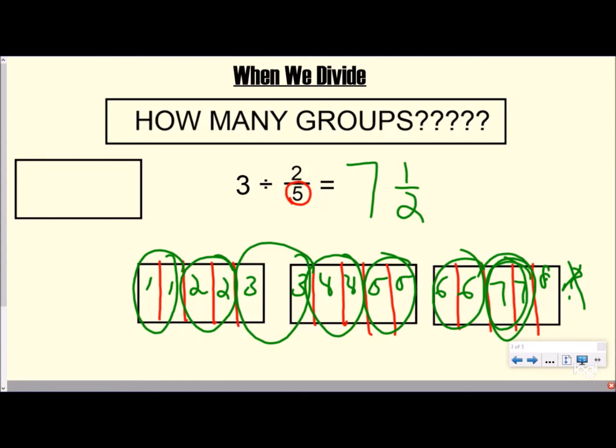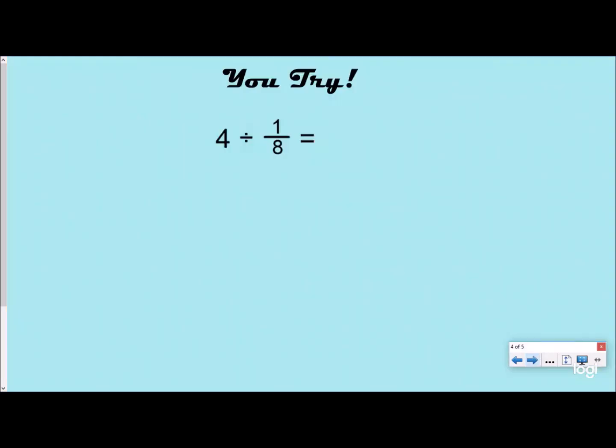But again, we're asking ourselves how many groups. So it's 7 and 1/2 of a group. So my answer would be 7 and 1/2. How many groups of 2/5 can fit into 3? 7 and 1/2. All right. So why don't you go ahead and try this one right here. Go ahead and pause the video, then try it, and then we'll go over it together.